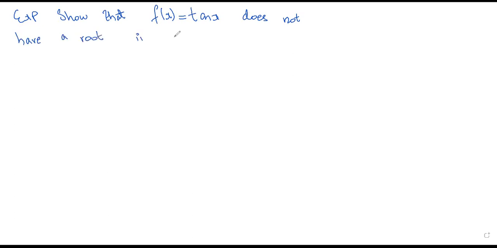Let's just talk about another example here. Example: show that f of x equals tan of x does not have a root in the interval pi by 4, 3 pi by 4. Okay, so this is your question. Let's just talk about the solution now.